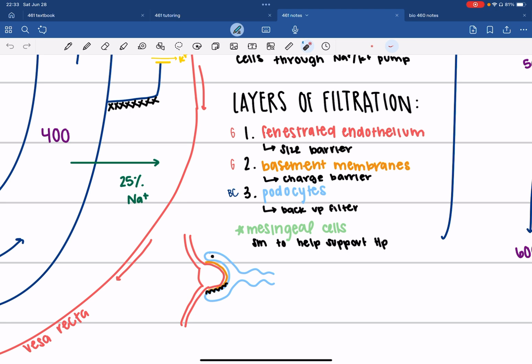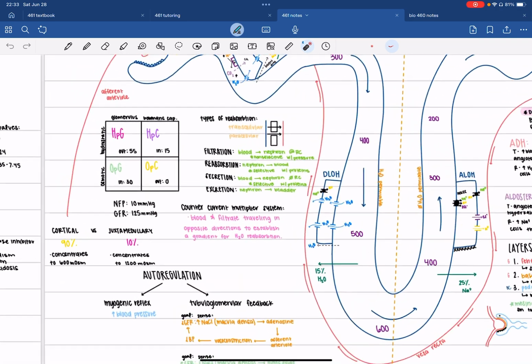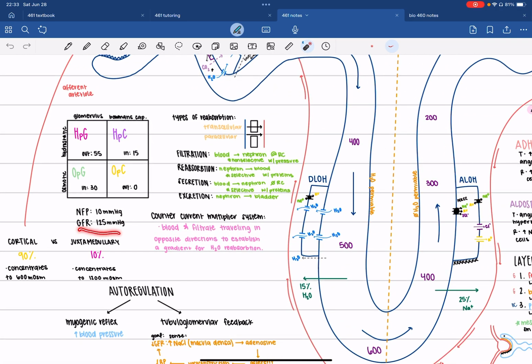And we're going to have these podocytes on the visceral layer of Bowman's capsule, which are going to act as a backup filter. They're going to be for size and charge, but they will basically just be that last filter. And we're also going to have some mesangial cells in here as well, which are smooth muscle to help support that hydrostatic pressure, keeping it at that high level that it needs to be in order to maintain our GFR over here. And that is the process of filtration.